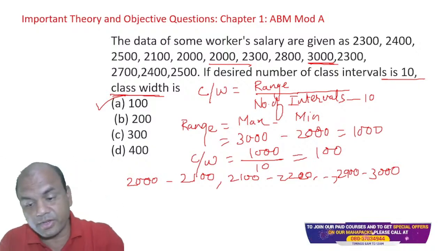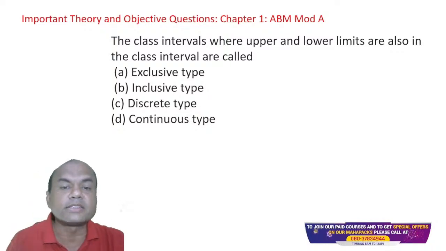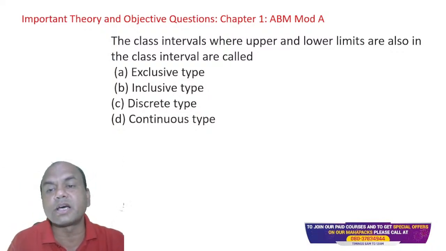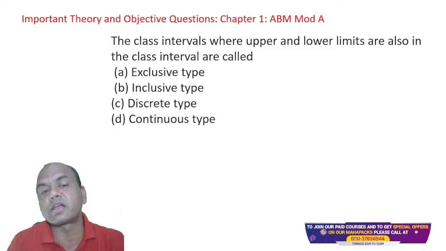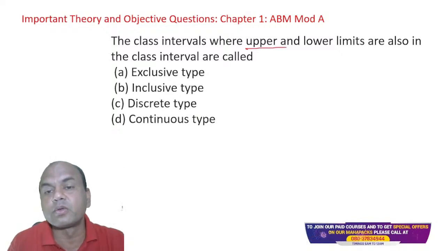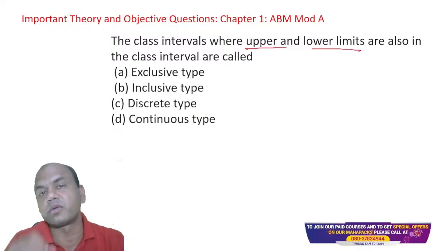So this is 100. Okay, the class intervals where the upper and the lower limits are also included in the class interval are called as, here, upper and the lower limits are also included. Now what do you mean by this?